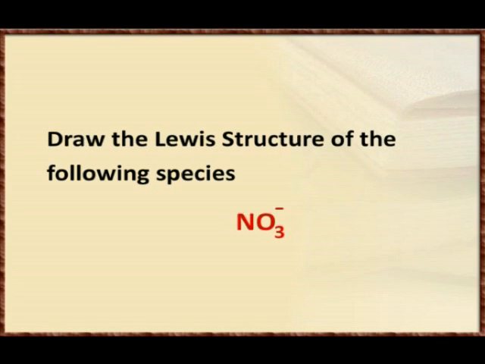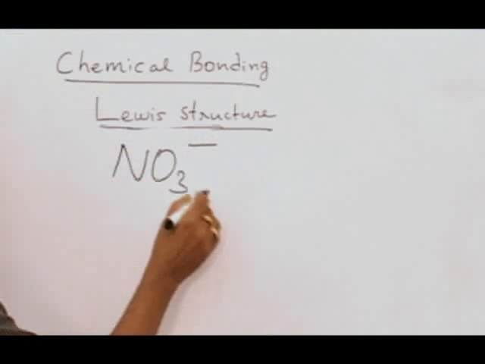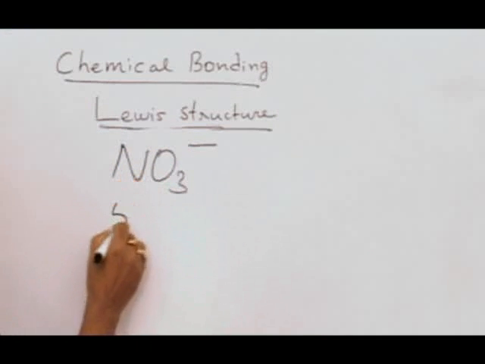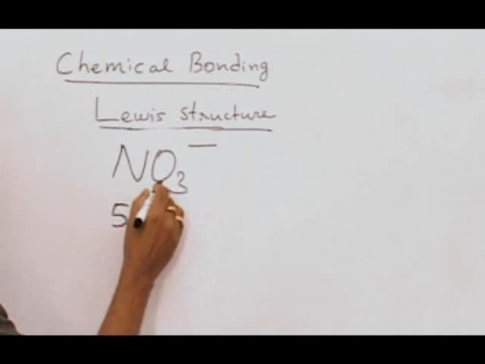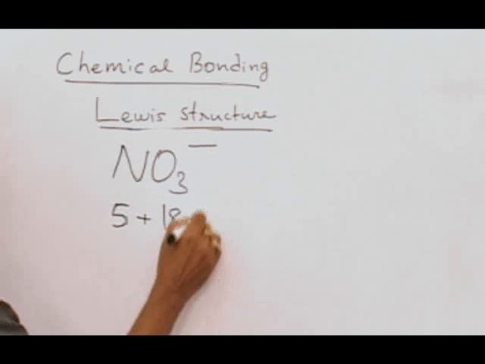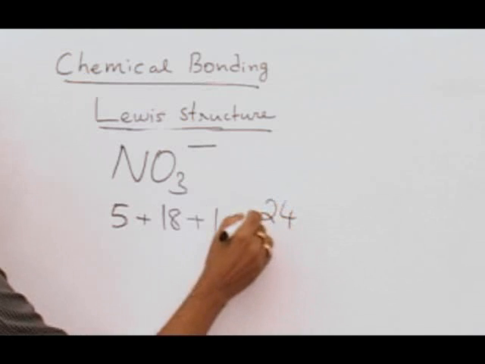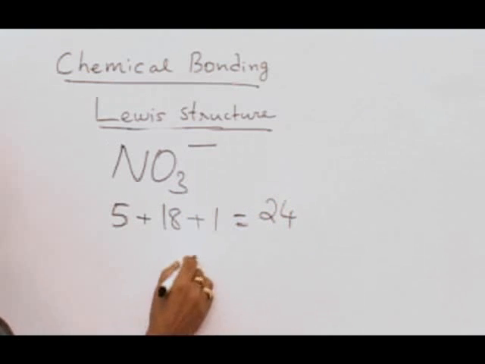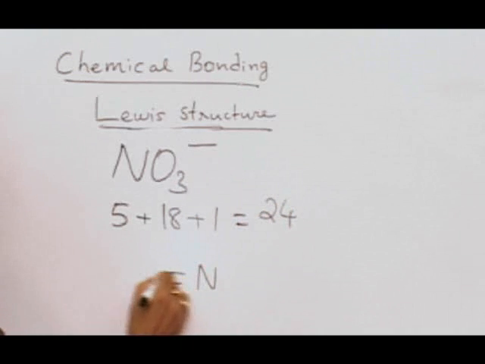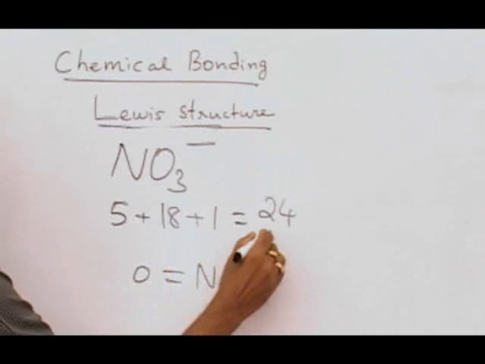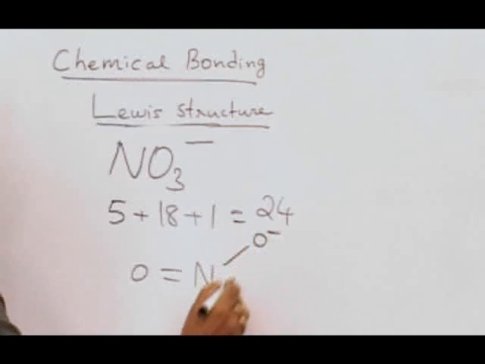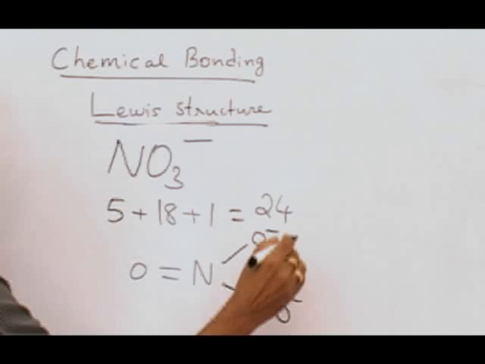Next one is NO3 minus, that is the nitrate ion. Here the number of valence electrons is 5 from nitrogen and each oxygen 6, that is 18, plus 1 negative charge. So in total 24. This is just like the carbonate ion. Put the nitrogen here, double bond O, and here also one oxygen minus, that is negative charge, here also oxygen.